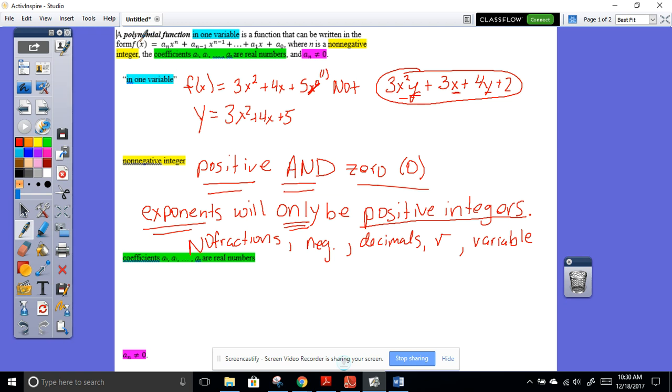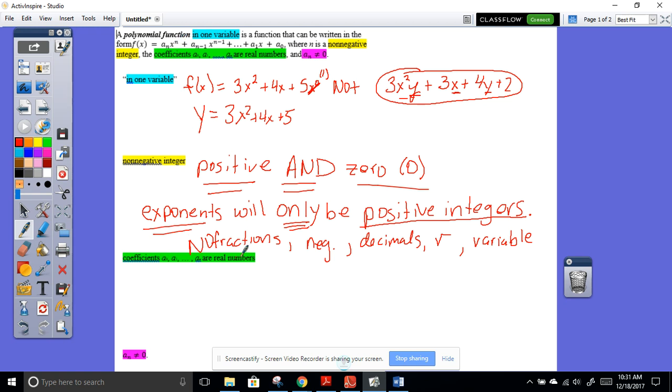Okay, so what do we have? We have a polynomial function. It promises that it will only have one variable. It promises us that the exponents on those variables will be a positive integer or maybe a 0. But our exponents will not be fractions, negative, decimals, square roots, and it will not be a variable. The coefficients in front of each one of these terms are going to be real numbers, and the leading coefficient, this a sub n, will never be a 0, because if the leading coefficient is 0, then 0 times whatever this is makes that whole term 0, then it's no longer a term.